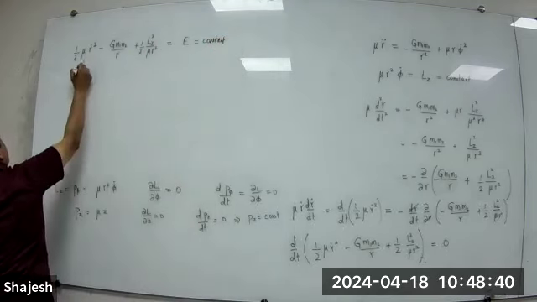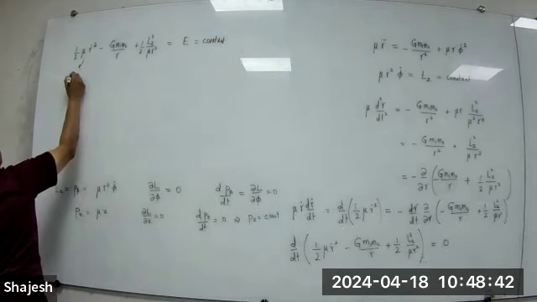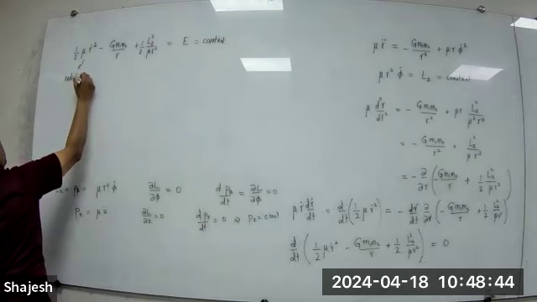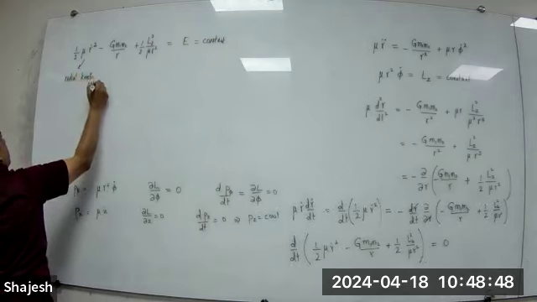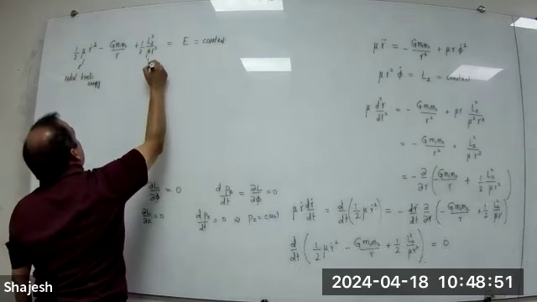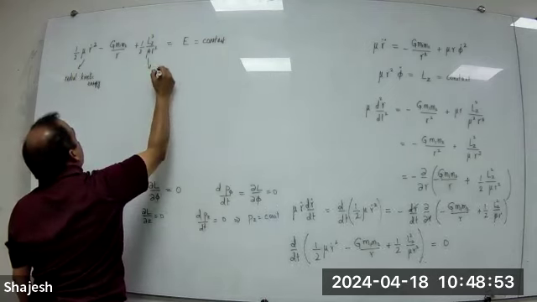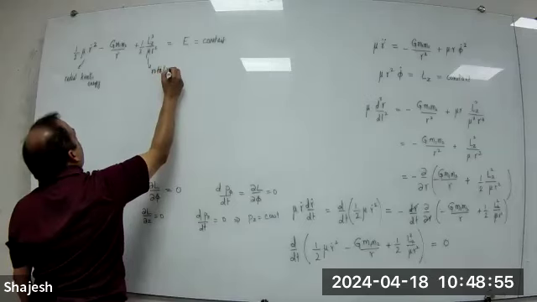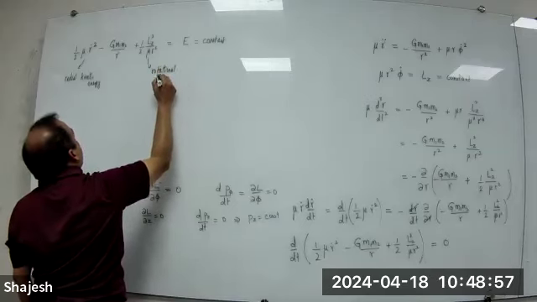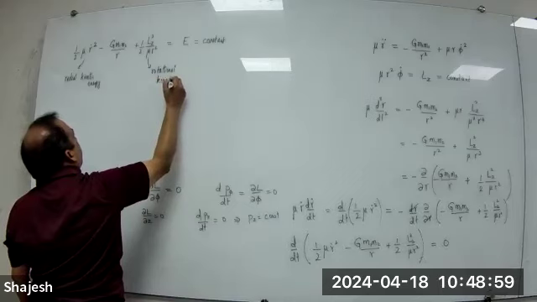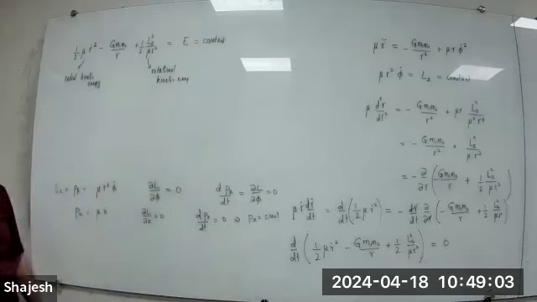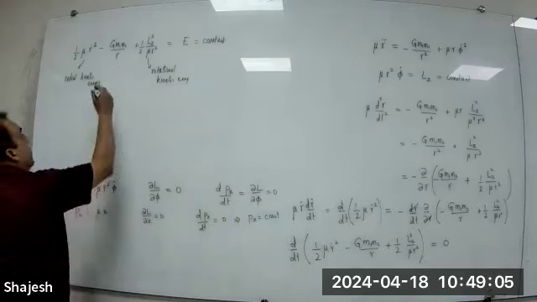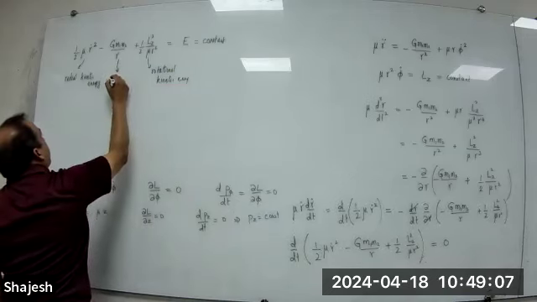Interpretation: this is radial kinetic energy. This is rotational kinetic energy, rotational in the sense of phi direction rotation, which I'm interpreting here as a part of potential energy. This is gravitational potential.